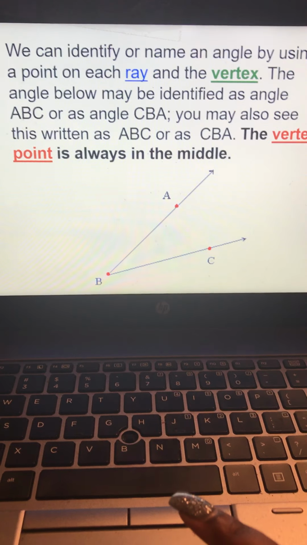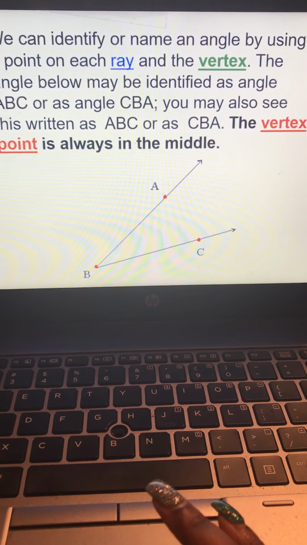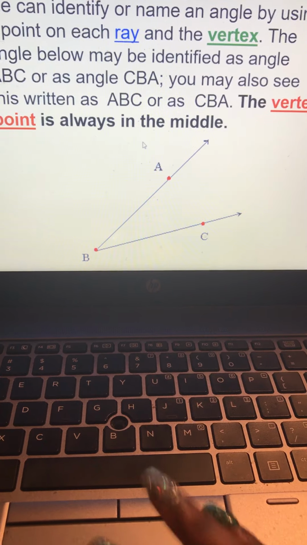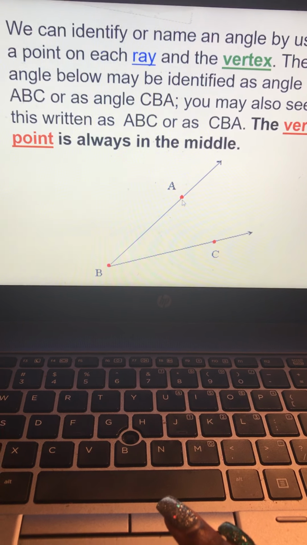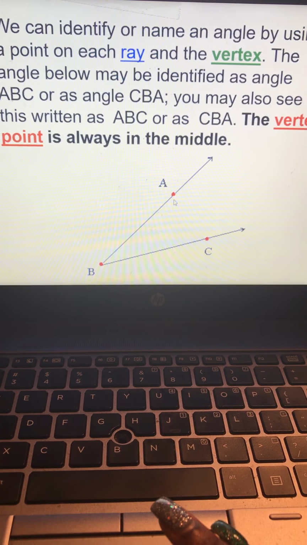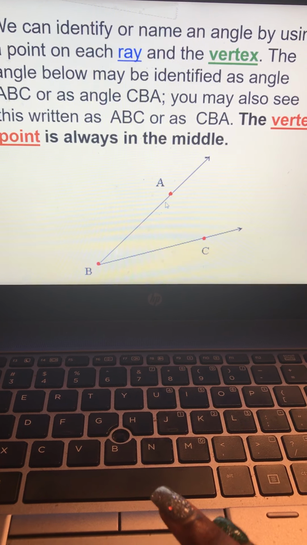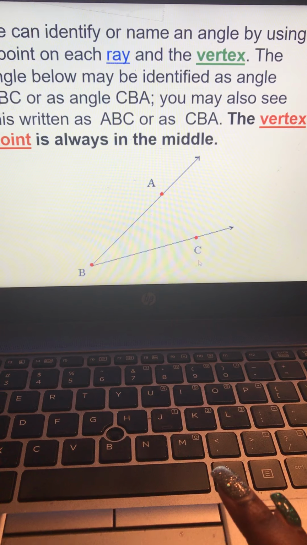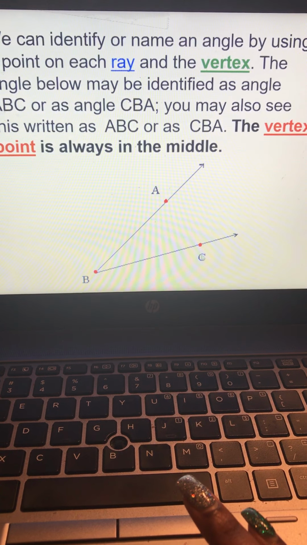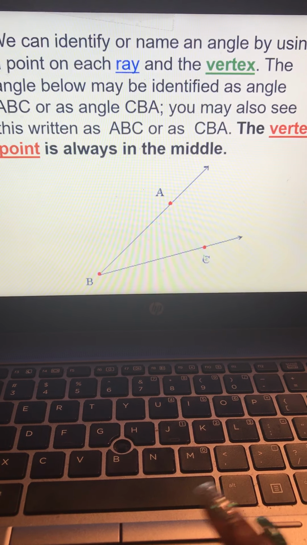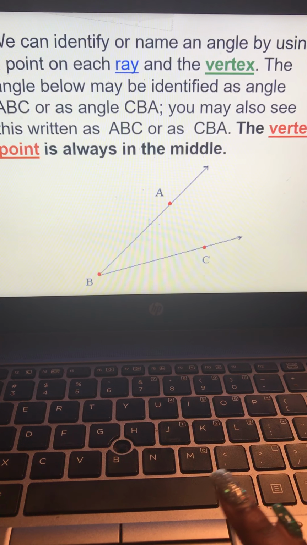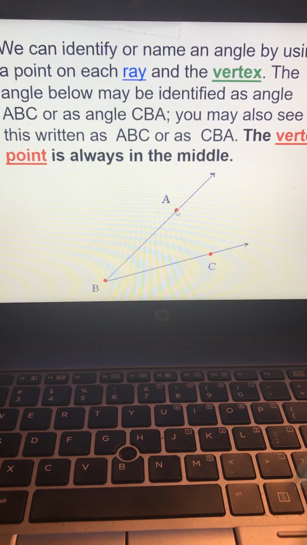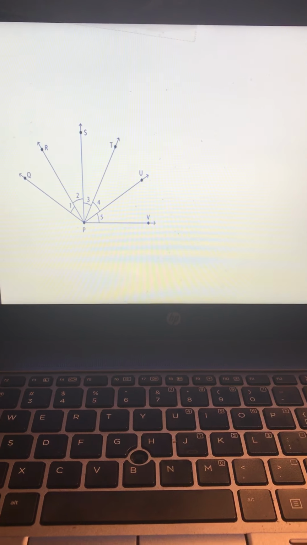So I'm going to use my mouse to help point that out. So here is our angle and our points. So we're going to say angle ABC, or we can read it the other way, angle CBA. Okay, so let's try an example.